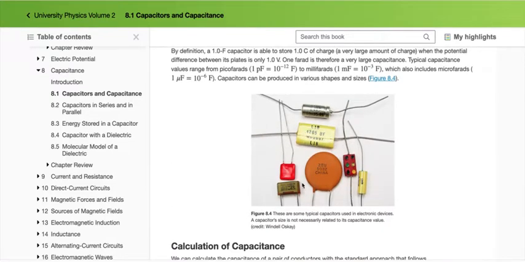Here's some pictures of a bunch of different kinds of capacitors. These are cylindrical capacitors. These look like parallel plate capacitors.